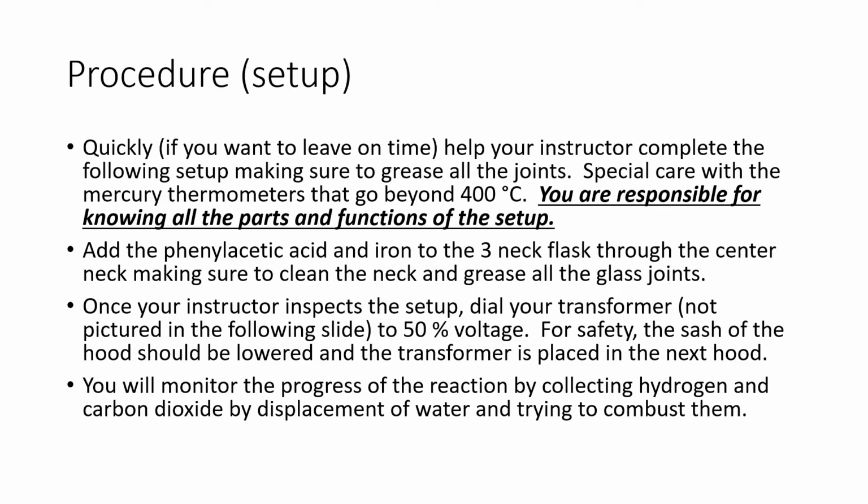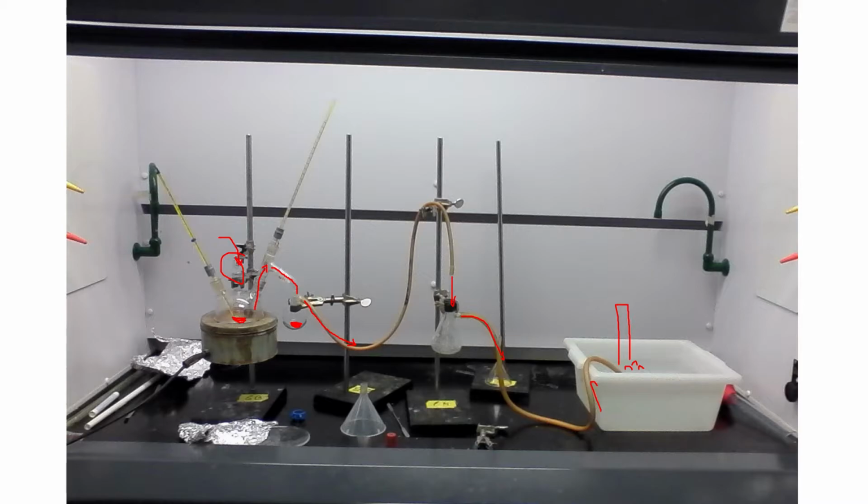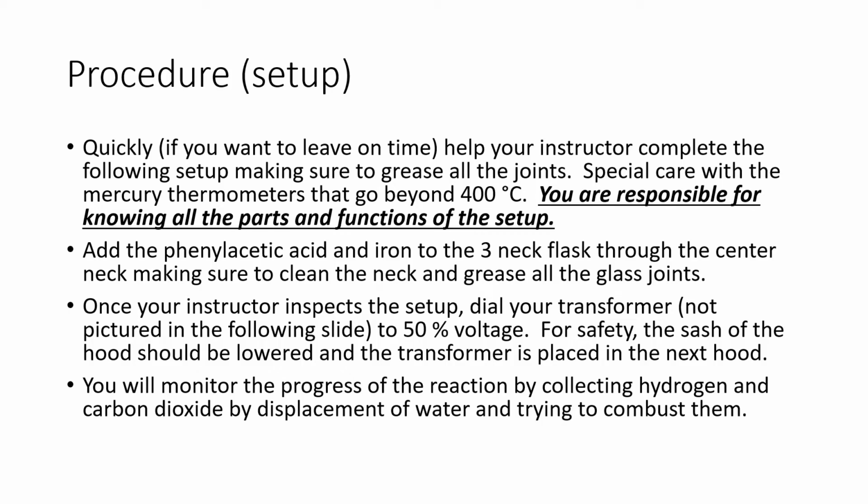So once you would set this up in the lab, you would get the instructor to inspect the setup, and once they give you the A-OK, you would dial a transformer. So not seen here, the transformer would be connected to this wire right here. But you would dial the transformer up to 50% voltage, and this would begin to heat up the heating mantle. So for safety reasons, we usually take the transformer and place it into another hood just to make sure that everything is as safe as possible.